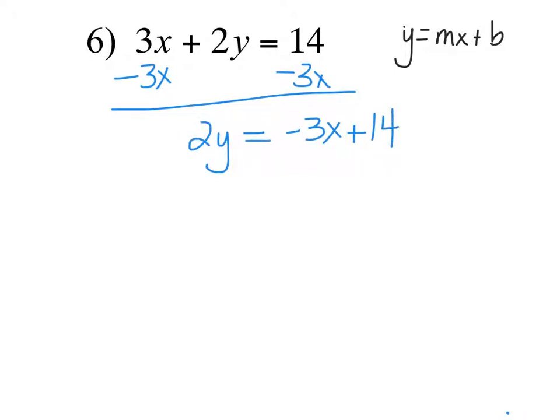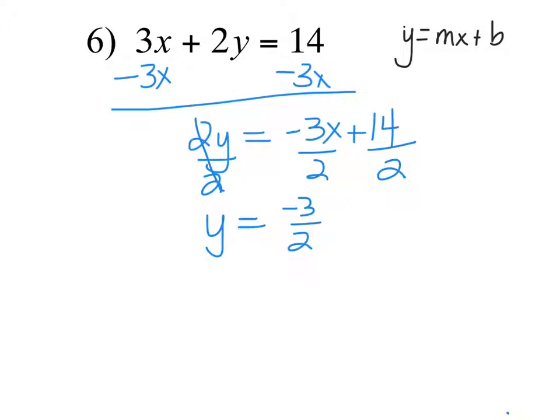Now, is y by itself? Well, no, there's still this 2 here. How do I get rid of this 2? I'm going to divide by 2 on each side, and I'm going to divide everything by 2. Okay, so now these 2's go away, and y is now by itself. If 2 does not evenly go into the number above, I'm just going to leave it as a fraction. So this is going to be negative 3 halves x, and plus 14 divided by 2 gives me 7.